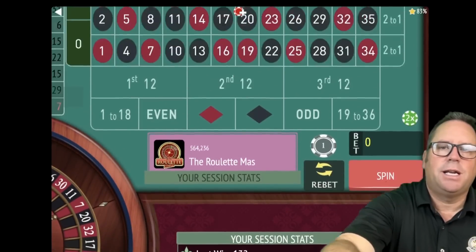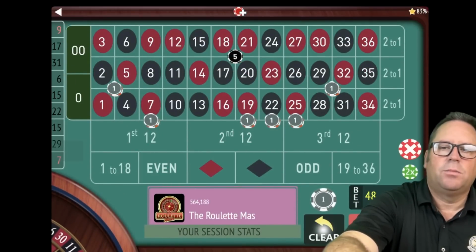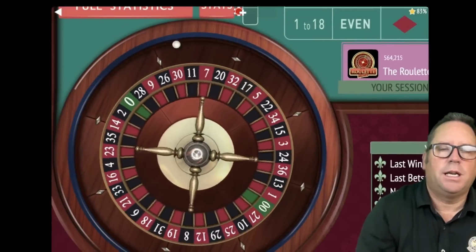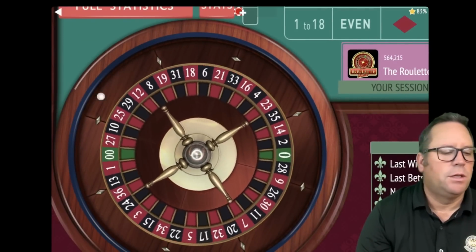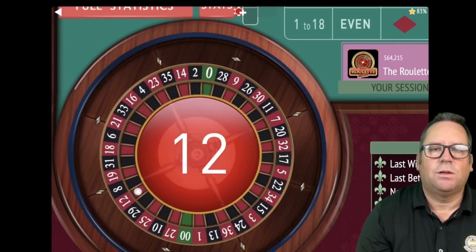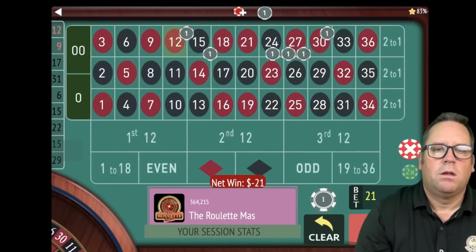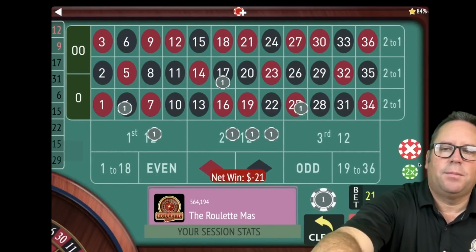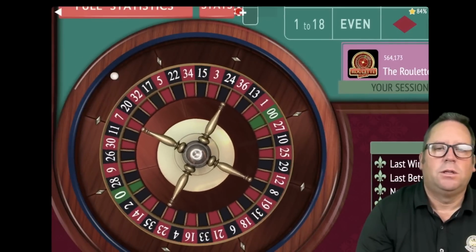Now we're up $138. So let's go back to 21, where we started, and spin. So the streets reset you. If you get corner bet wins, you just keep the bet the same, and that's a 12 red. That's a loss, so let's go ahead and double that to 42 and spin.